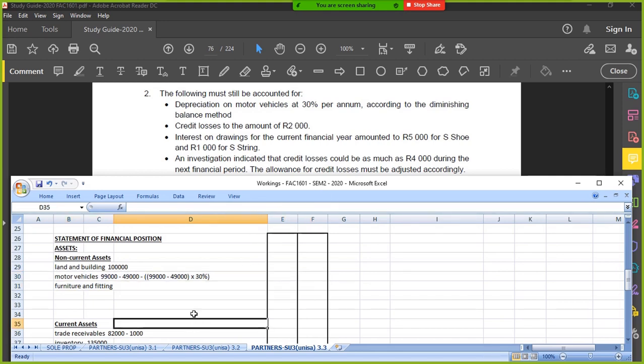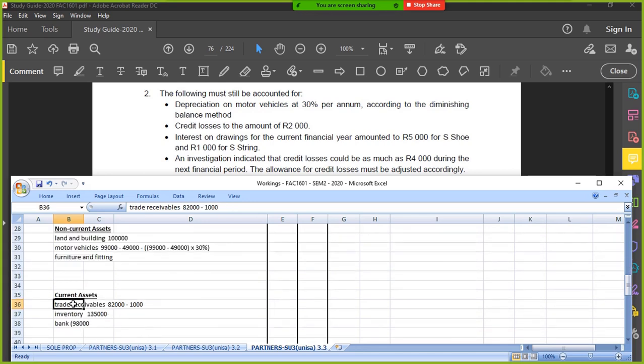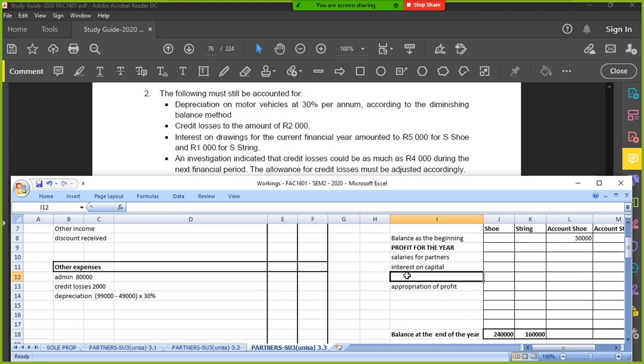Yes. Next. Okay, credit losses, 2,000. So I would debit credit losses, so expenses would increase. And I'd credit my debtors, so I'd minus 2,000 from debtors. Yes. Next. Interest on drawings for the current financial year amounted to 5,000 for shoe and 1,000 for string. Okay, so that's SOCI. Yes.